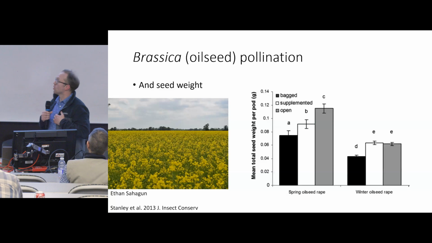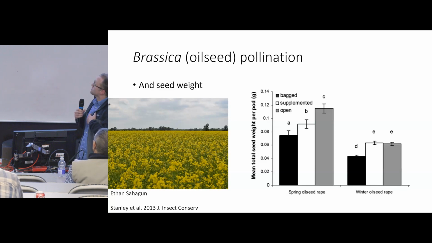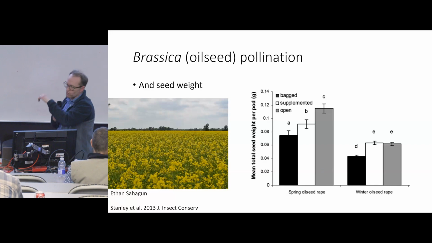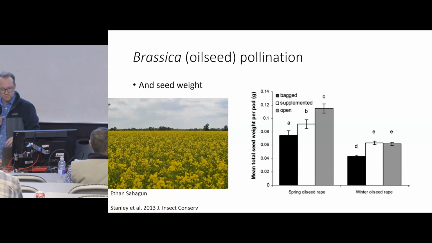A similar result was found for seed weight, depending on whether it was planted in the spring or the winter in these two examples. So there's yield to be gained if pollination is available.